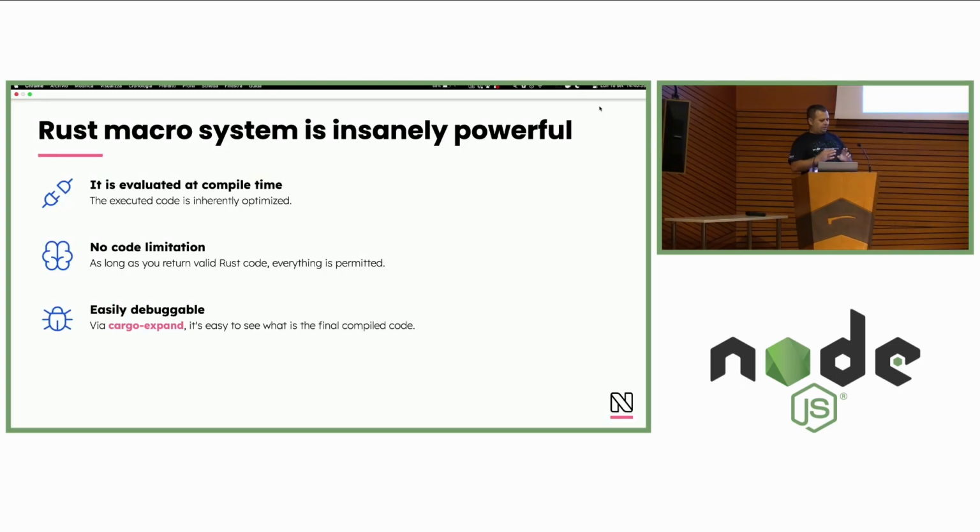Let's clarify what the perks are here. First of all, the Rust macro system is not evaluated at build time, but at compile time, which means that any bad things that you do to achieve your compiled code, any unperformant compilation of macros, will be forgotten, because the compiled code will only contain the new Rust statements that you generate. Everything that led to that statement is forgotten and you don't really care. As I just said, as long as you return Rust code, everything is permitted.